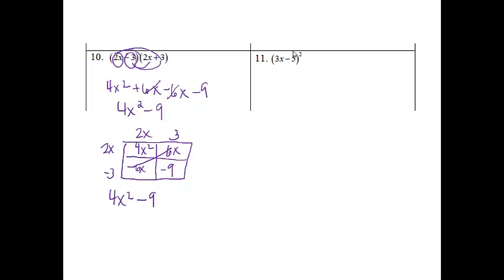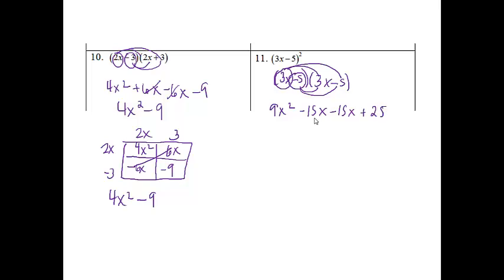Right, number 11, 3x minus 5 squared. Don't be fooled by this one. We really need to do 3x minus 5 times 3x minus 5. Right, doing it the arrow method. If I take the 3x and distribute it, and then the negative 5 and distribute it, 3x times 3x is 9x squared. 3x times negative 5 is negative 15x. Negative 5 times 3x is negative 15x. And negative 5 times negative 5 is a positive 25. And then combining like terms, I'll get 9x squared minus 30x plus 25.